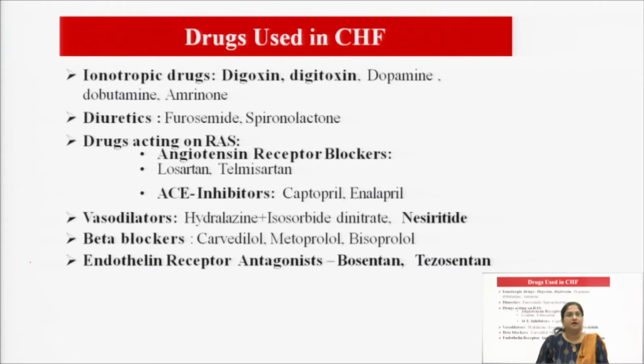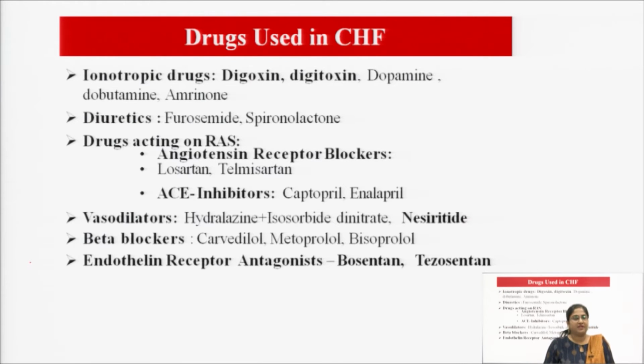The classification goes like this: inotropic drugs. In inotropic drugs, we are going to study digoxin and digitoxin. Some more drugs are there, like dopamine, dobutamine and amrinone, but we have to thoroughly study digoxin and digitoxin. Next is diuretics. In diuretics, we have to study furosemide and spironolactone.